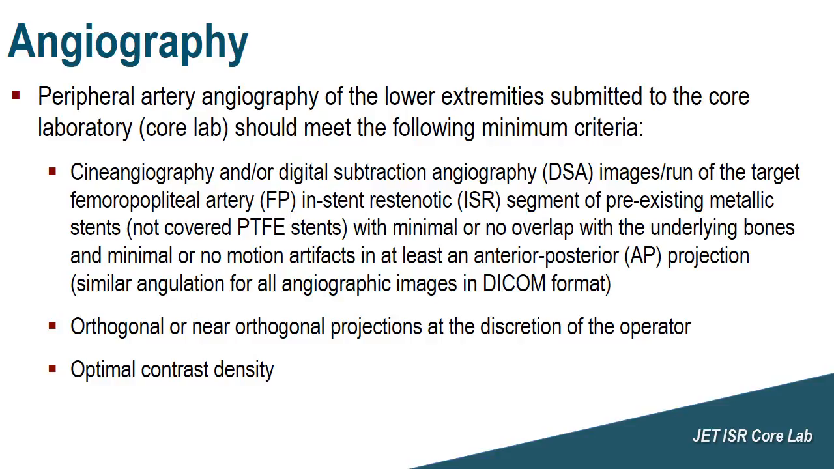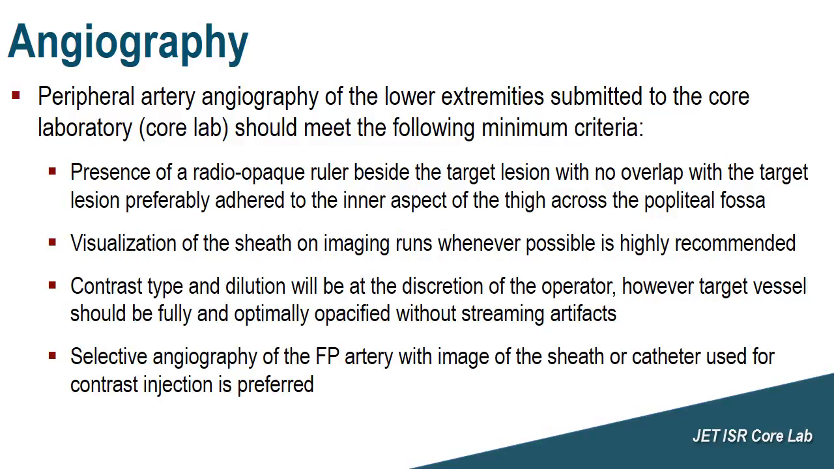Optimal contrast density to opacify the vessels of interest. The presence of a radio-opaque ruler beside the target lesion with no overlap with the target lesion, preferably adhered to the inner aspect of the thigh across the popliteal fossa, is important. I think the next slide will illustrate why. Visualization of the sheath on imaging runs whenever possible is highly recommended. We use a catheter or the sheath for calibration. Contrast type and dilution will be at the discretion of the operator. However, the target vessels need to be fully and optimally opacified without streaming artifacts. And selective angiography of the artery with image of the sheath or a catheter used for contrast injection is always preferred.